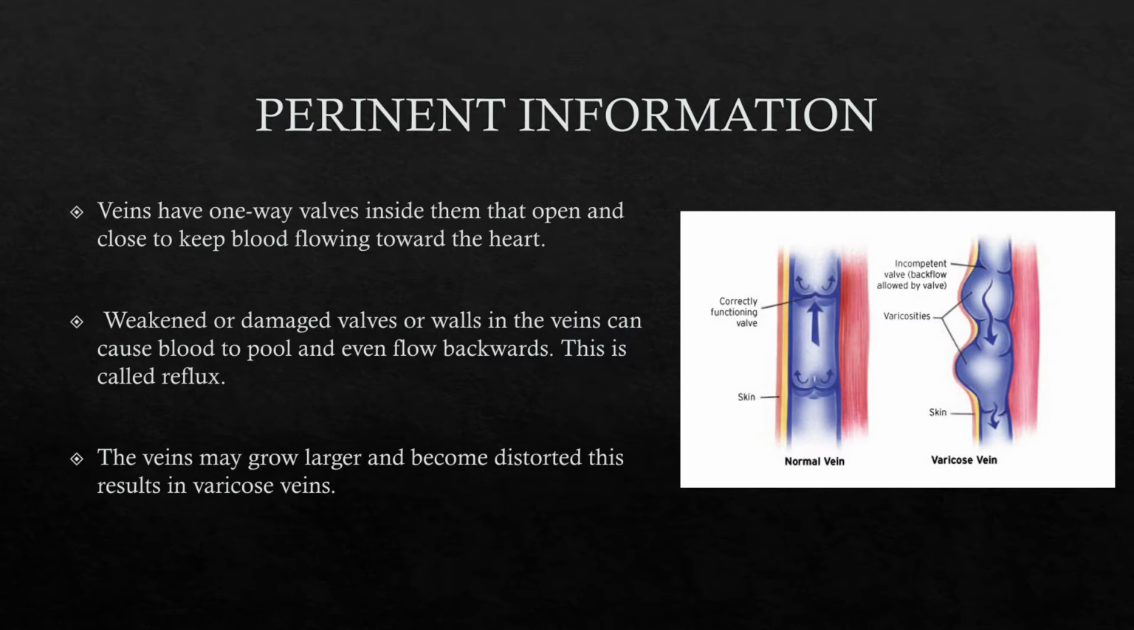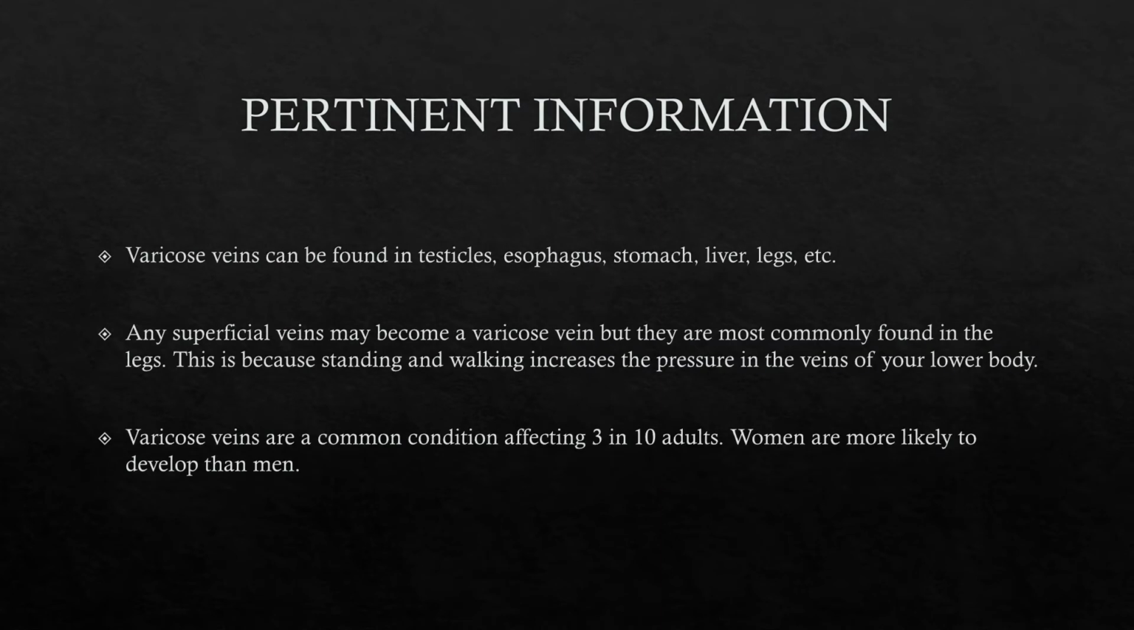Another thing is it causes the blood to pool and then causes flow backwards, like we said, reverse flow, and that's called reflux. So varicose veins can be found in testicles, esophagus, stomach, liver, pretty much anywhere. They're just really common in the legs. They're mostly found in the legs because standing and walking increases the pressure in the veins of the lower body. So that's why we'll typically find them in the legs. Varicose veins are a common condition affecting 3 in 10 adults, and women are more likely to develop them than men.